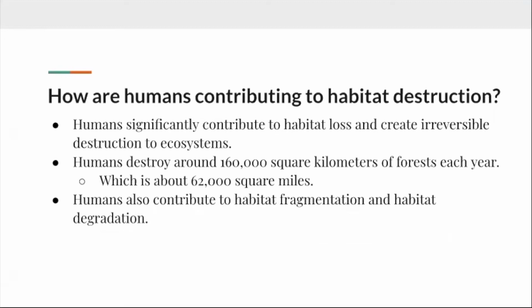Humans destroy around 160,000 square kilometers of forest each year, and that is about 62,000 square miles. The size of Illinois, which is where Chicago is, is about 57,000 square miles. So each year around the world, we basically take out around the entire state of Illinois, it's a big state, plus a little bit more of just trees and forests. That's a lot of damage, and it creates a lot of issues for those organisms living there. And humans, in addition to this, also contribute to habitat fragmentation and habitat degradation all the time, and it really just damages these organisms' places to live.